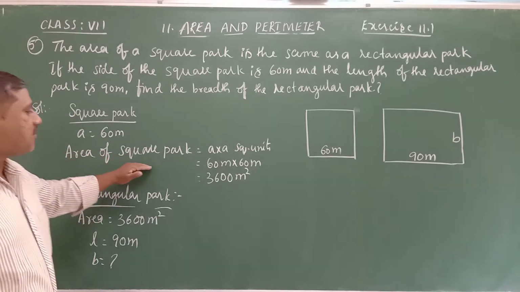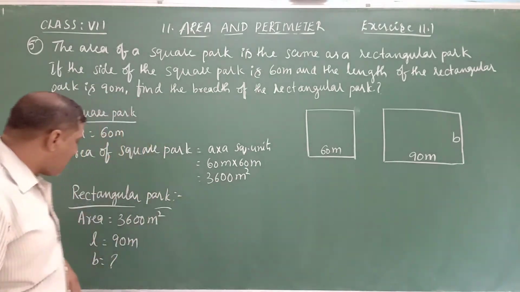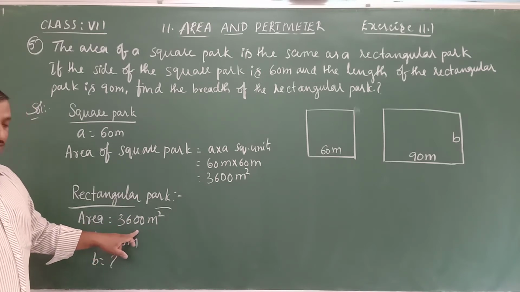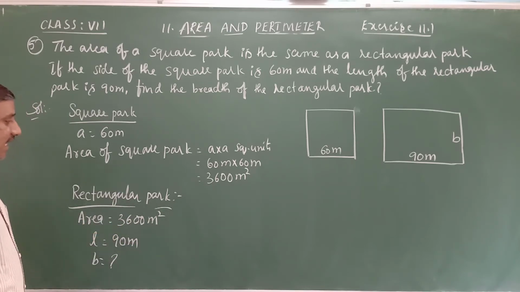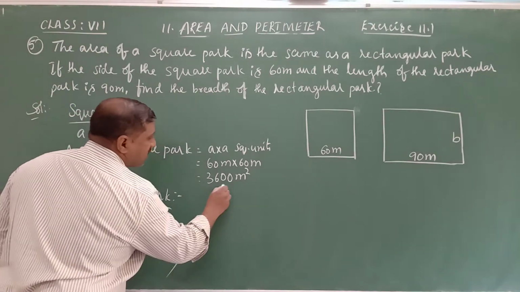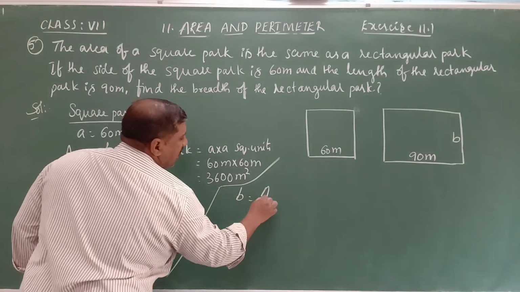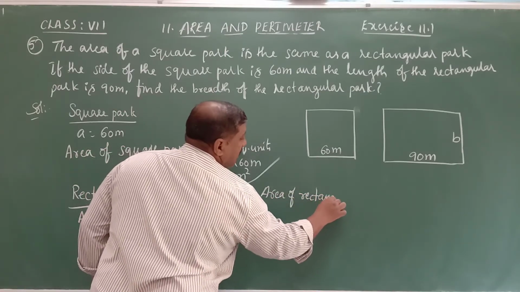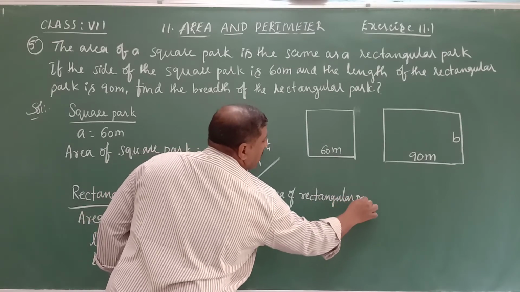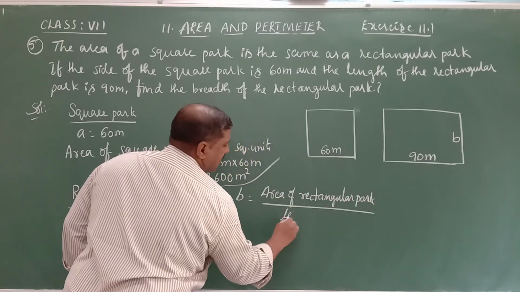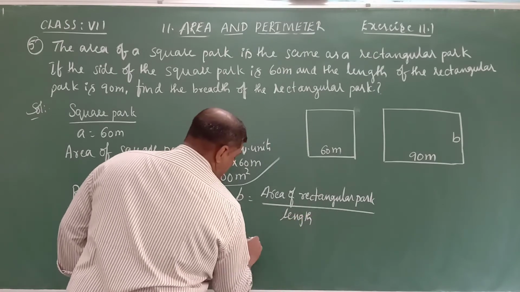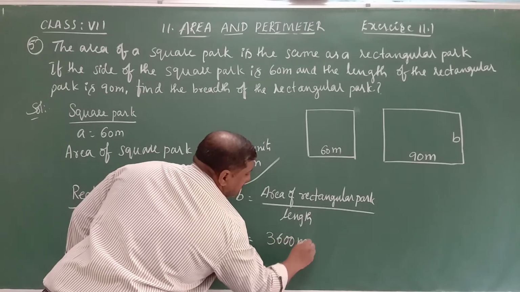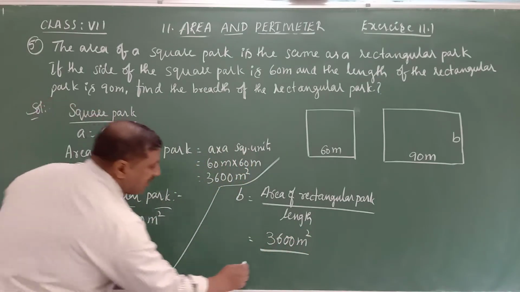We found the area of the square park as 3600 meters square, which is equal to the area of the rectangular park, that is 3600 meters square. Now we know its length is 90 meters. So how do we find its breadth? Now breadth B is equal to the area of the rectangular park divided by the length of the park. That is, area of the rectangular park is 3600 meters square and its length is 90 meters.